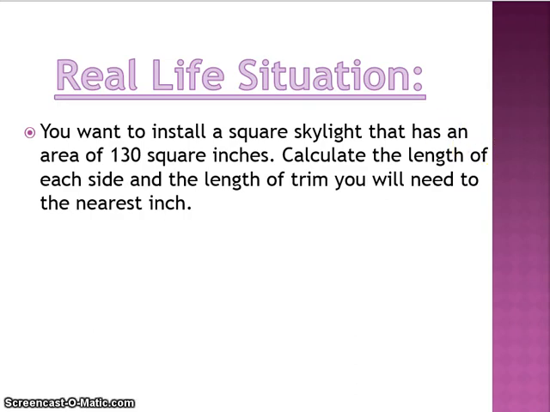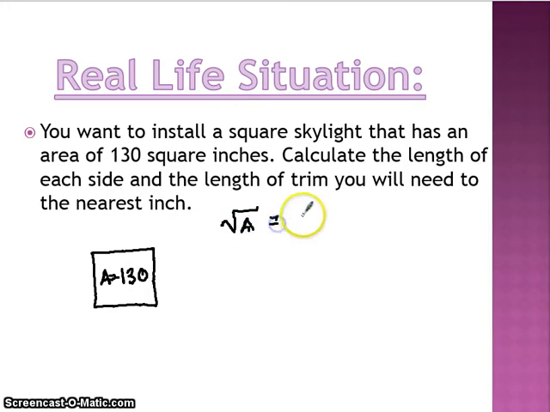Let's look at a real-world application. Let's say that you want to install a square skylight. Now you know a square has 4 sides that are all the same, and it has an area of 130 square inches. If you want to figure out how much a side is, you can square root the area and it'll tell you the side length.